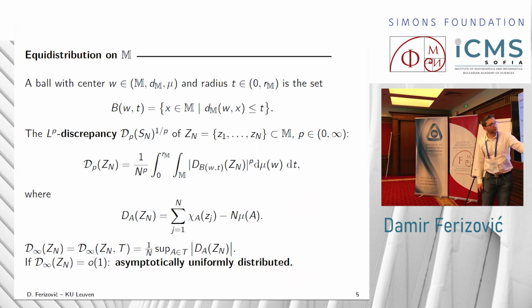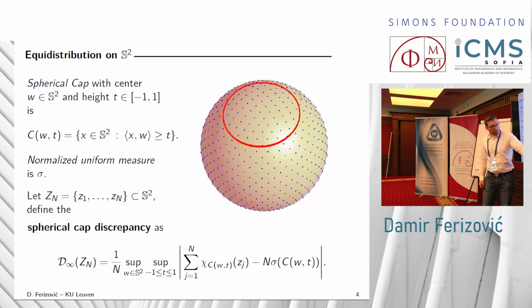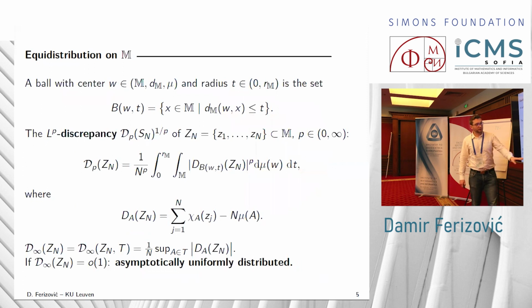You just consider this expression. Again, you count how many points fall into your set A, in this case the balls, take the absolute value, take the power p, and integrate, right? Or again, replace by the supremum over A. And here I just wrote T, which is the test sets that you will consider. In the previous slide, we were considering only spherical caps, but no one says it's a must. You can restrict yourself to other test sets. This is a natural choice for the sphere. Again, just the supremum. And if this infinity discrepancy goes to 0 as n goes to infinity, you would say that this sequence is asymptotically distributed.